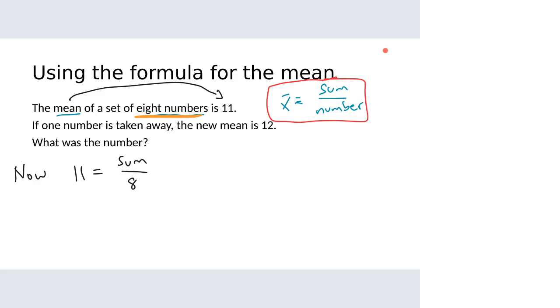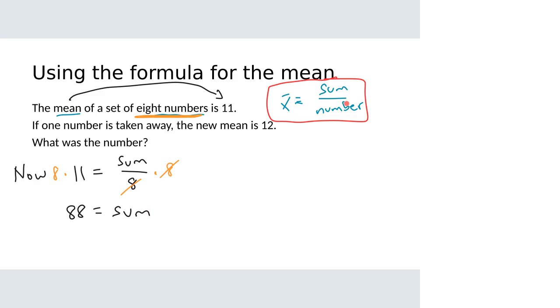Okay, great. Well, if I know that, I can find the sum. So if I multiply the right by 8 to get these to cancel, I need to multiply the left by 8. And so now what I have here is 88 must be the sum of all these numbers. I have no idea what any individual number is. That's okay. I don't need to. I just know if I added them all up, I'd get 88.